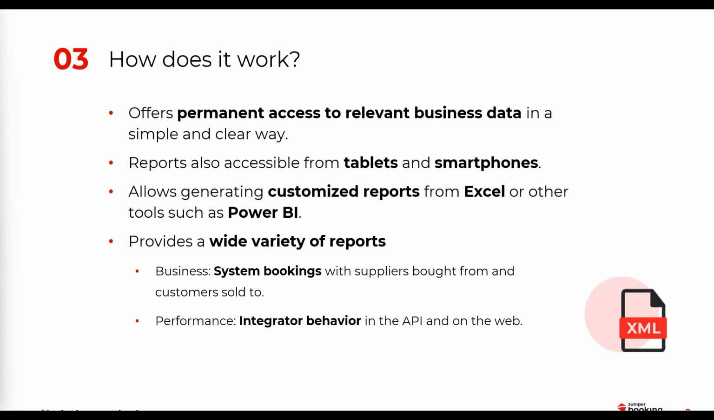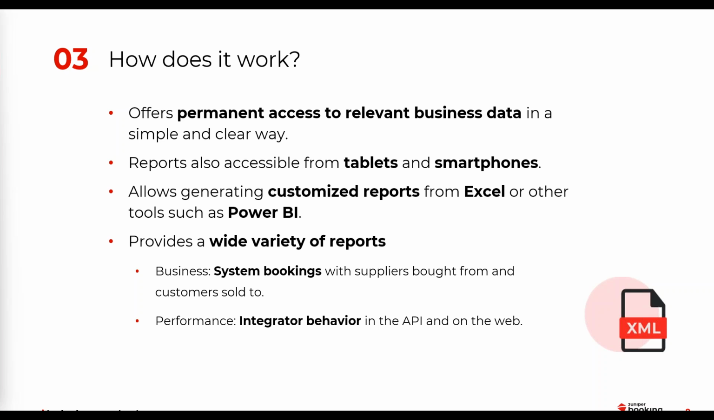It provides a wide range of reports separated into two sections, business and performance. The business section provides reports based on the bookings of your system with the suppliers you have bought from and the customers you have sold to. This gives you a global view of how your sales are going down to the customer, supplier, or area level.